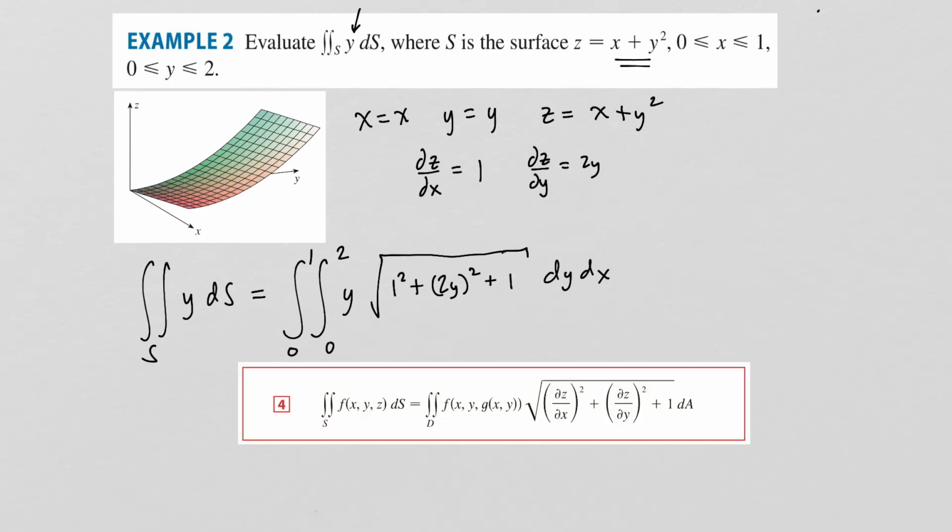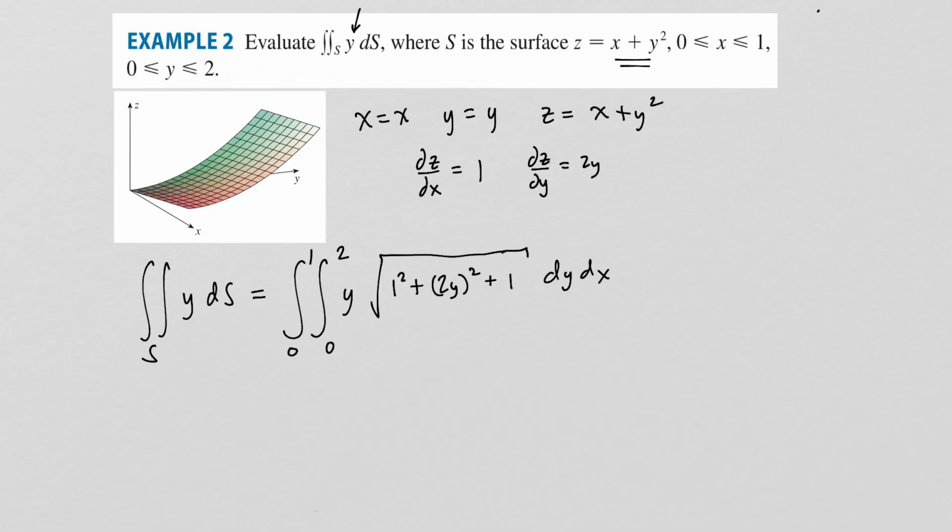And just for reference here, this is the formula that I am using. Okay, that's where this came from. So now let's just go ahead and perform the integration. So this becomes the integral from 0 to 1, and we can go ahead and just say dx, right? And then the integral from 0 to 2, and then we have y times the square root of 2 plus 4y squared dy.